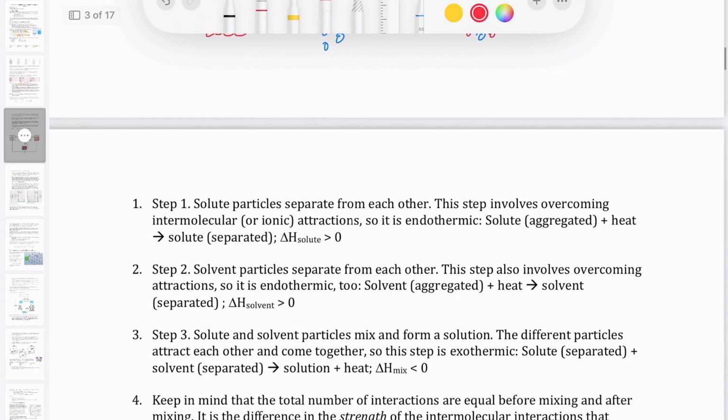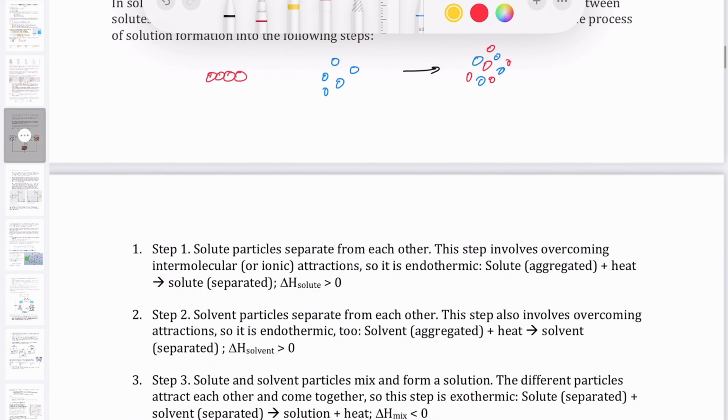So in step 1, what we need to do is separate out the solute particles from each other. We need to make room, in other words, for the solvent to be able to get in there, right? And so that means breaking intermolecular interactions, or whatever intermolecular force is holding those solute particles together, and getting it into the separated state. So the way we can think about the reaction is we take solute from the aggregated, or the tightly packed state, into the separated solute. Now, that process is going to be endothermic, so the delta H of solute is positive.